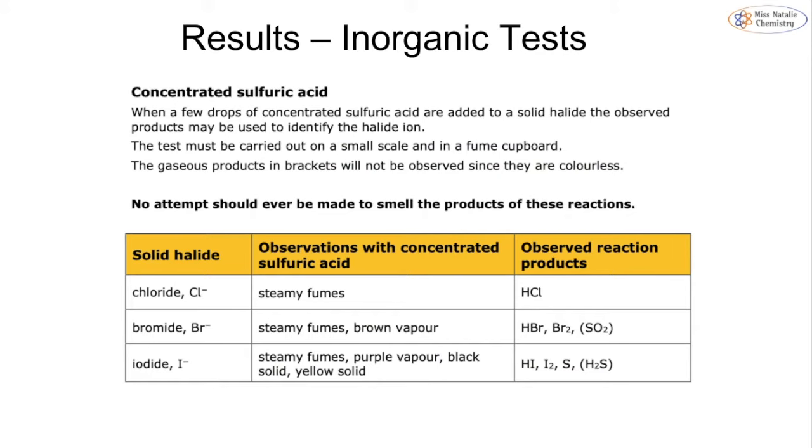There's also concentrated sulfuric acid to test for the halide ion, where we get the products of our redox reactions. So these must be carried out, of course, on a small scale, and we have to have them in a fume cupboard because these are toxic. If it's chloride, we would get steamy fumes. Bromide, we get steamy fumes and the brown vapour from our bromine. If it is iodide, we get steamy fumes, purple vapour, a black solid coming from the iodine, and a yellow solid for the sulfur. Note that the products that are in brackets are colourless, so we can't see those ones.